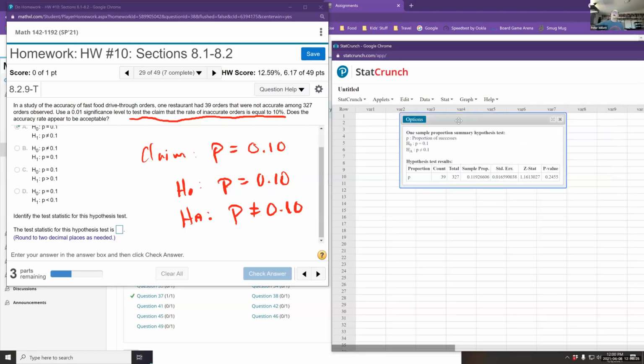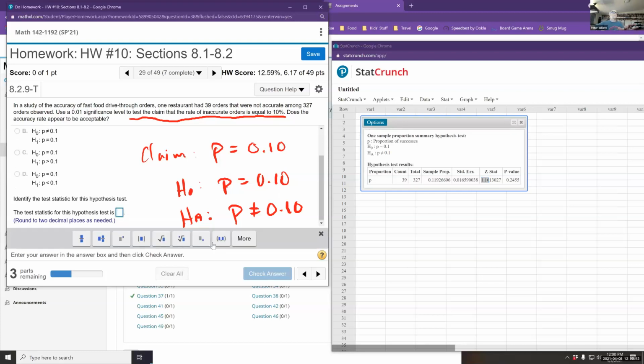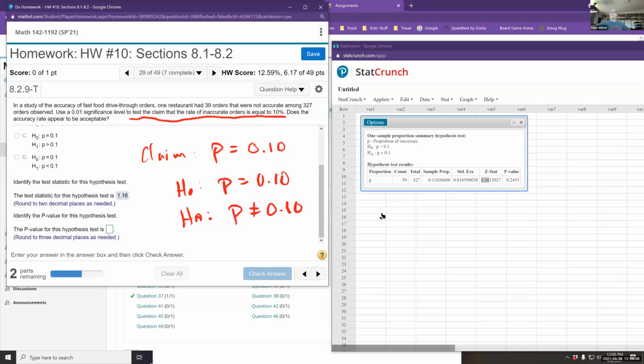So here's where technology is providing us with the test statistic, which in this case is a z-stat, and the p-value. They ask for the test statistic. So I'm going to get that to, looks like 2 decimals, which means I do not have to round. Then they want the p-value, and they want that to 3 decimals, which I do need to round.